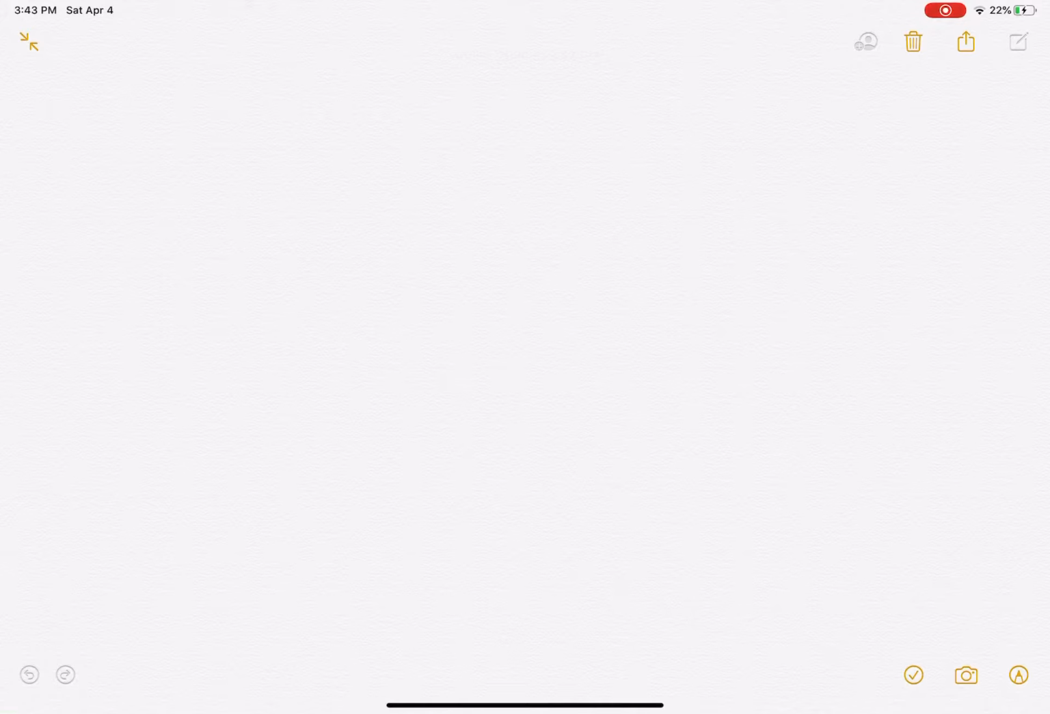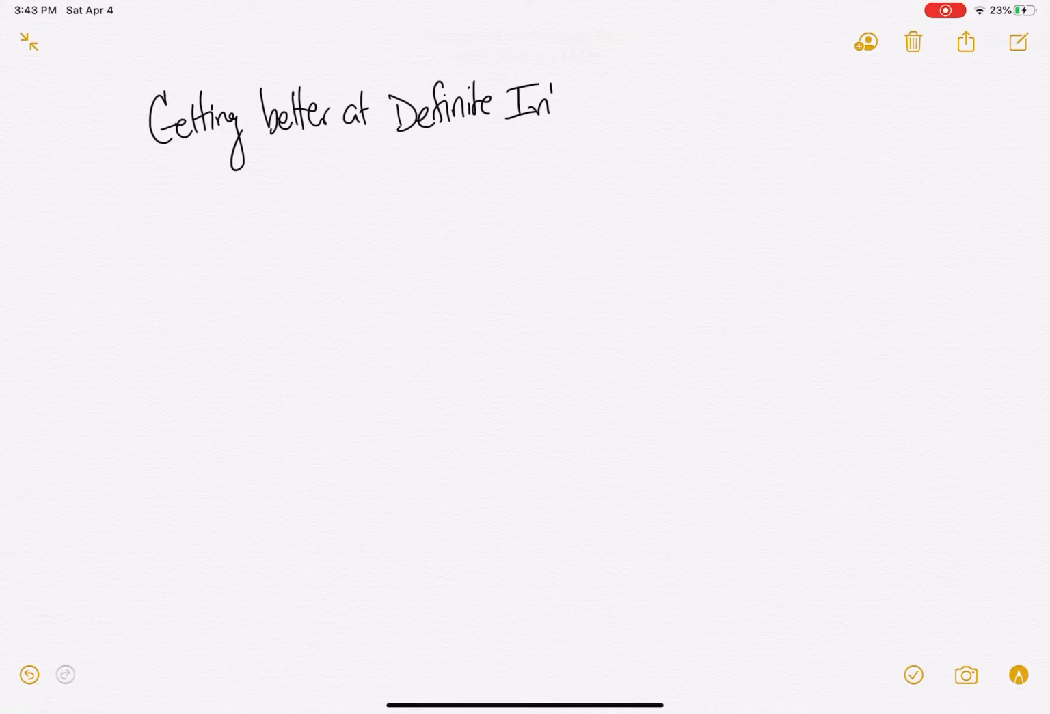Welcome to day 2 of getting better at definite integrals. There's really only one concept I didn't cover yesterday, and that's what they call the average value of a function.